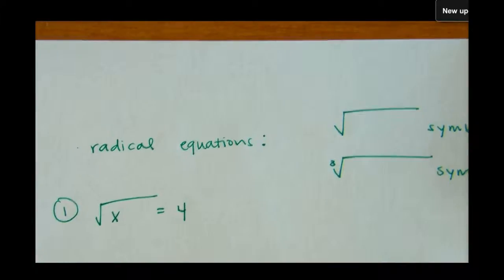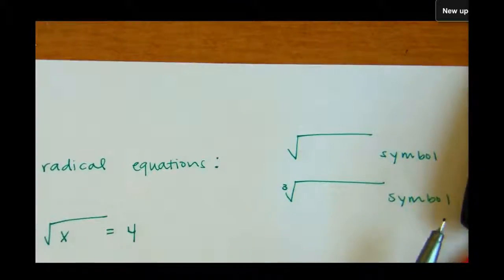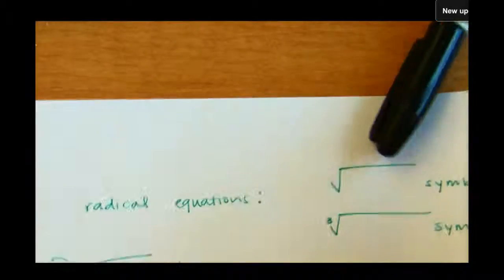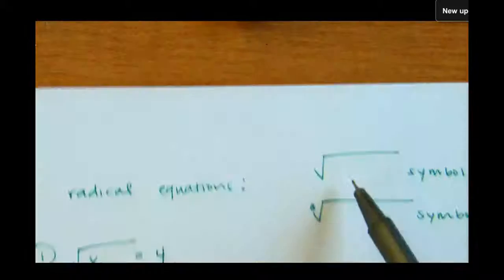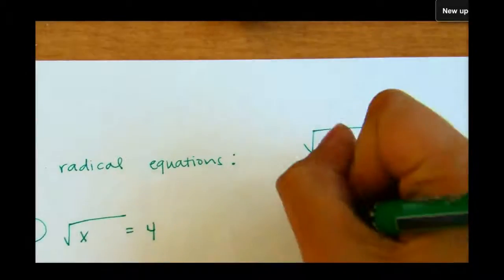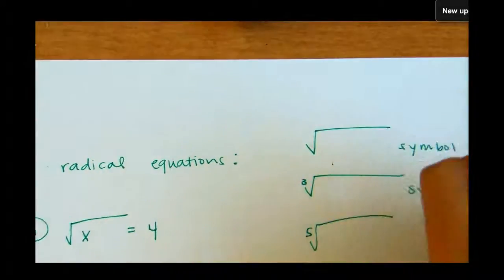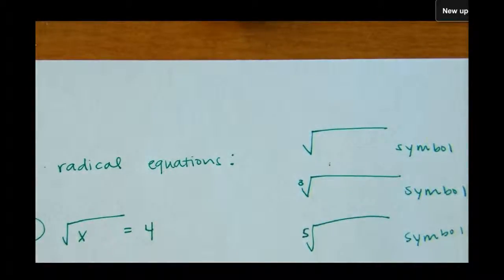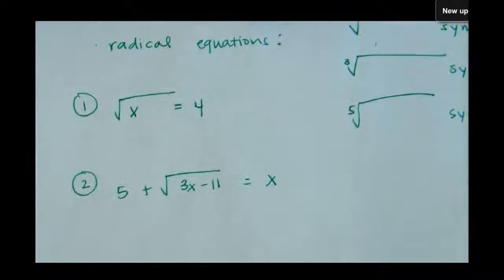When you're solving radical equations, you're going to have problems that either have a square root symbol or a cubed root symbol, or you could even have something like a fifth root symbol. And so you're going to want to know how to solve each of these different types of problems. We're going to take a look at these two first example problems, and then you're going to do some on your own. So we're going to start off with a basic one.